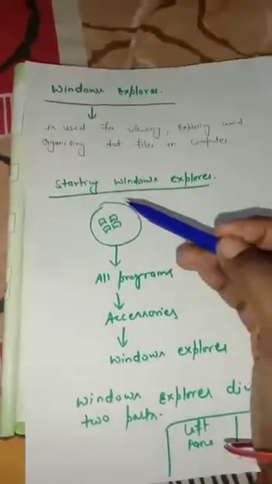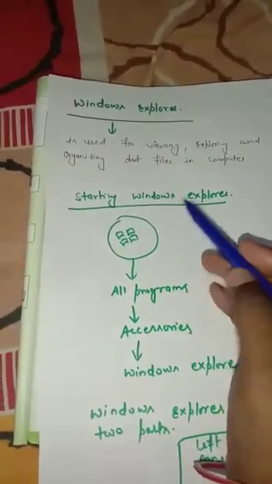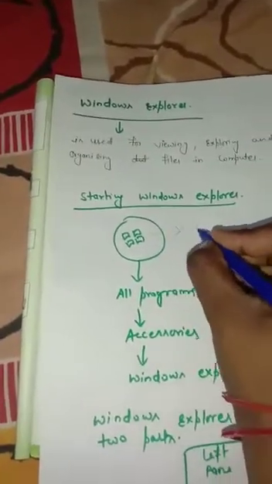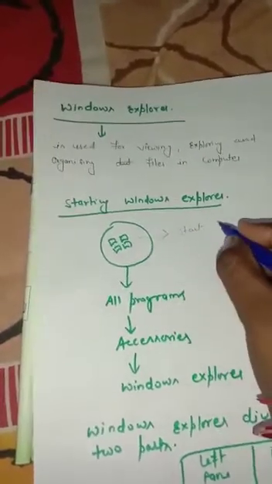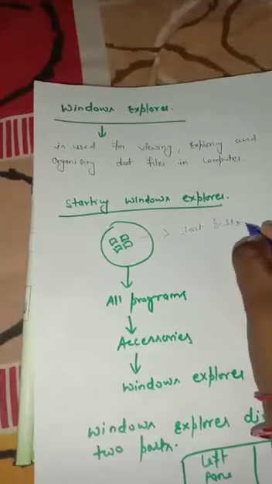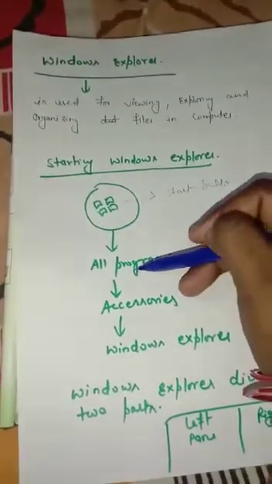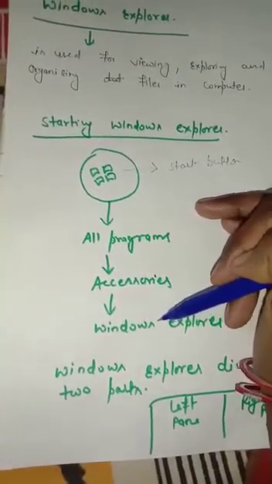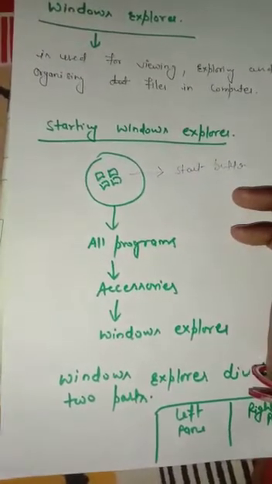Now see how we can open Windows Explorer. To open Windows Explorer, first of all we will click on Start button. You all know this is Start button. Click on Start button, then All Programs, then go to the Accessories, then click on Windows Explorer option. The Windows Explorer window is open.